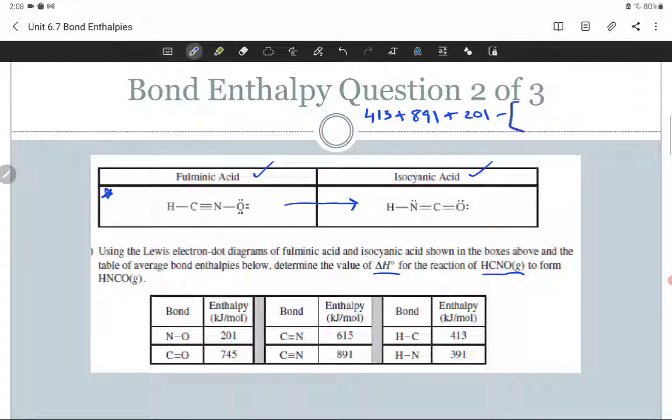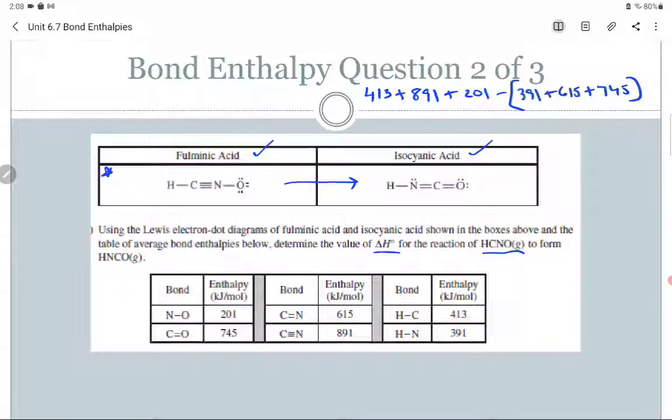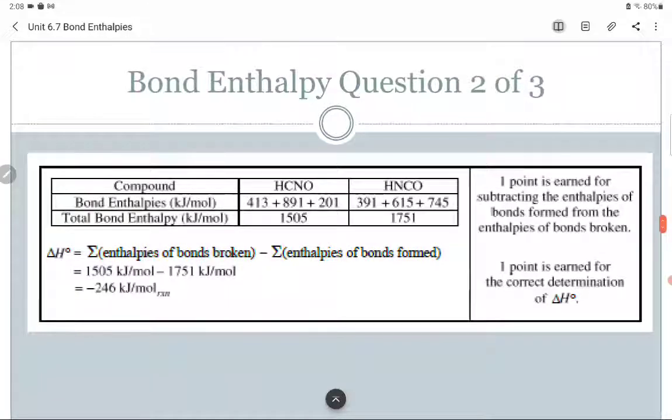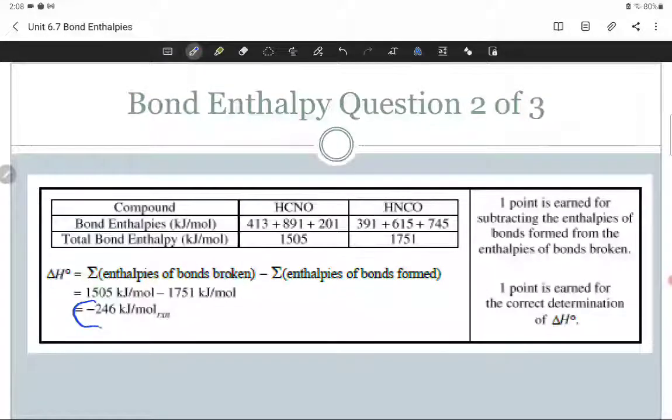Then we have negative values. H to N, that's 391. We have an N double bond to C, that's 615. And C double bond to O, that's 745. So you add them up. There's probably work here. There we go. So there's our answer. So when we add all that up, we get a negative value.